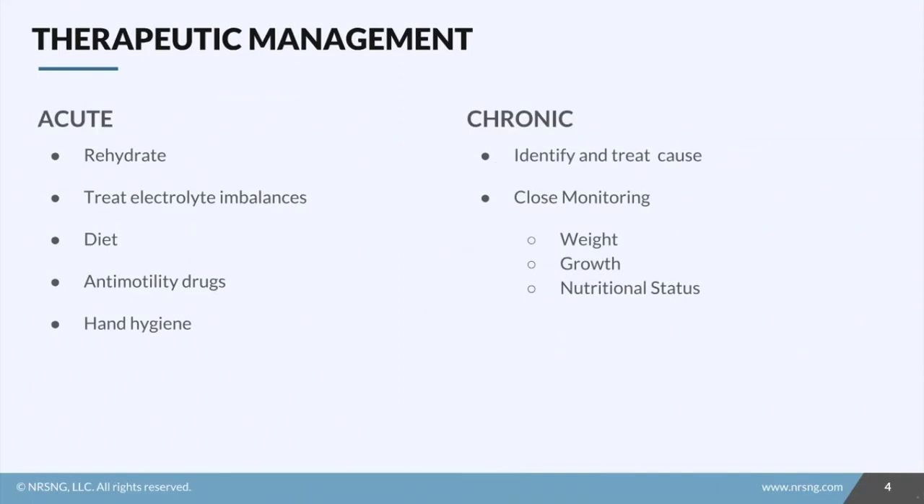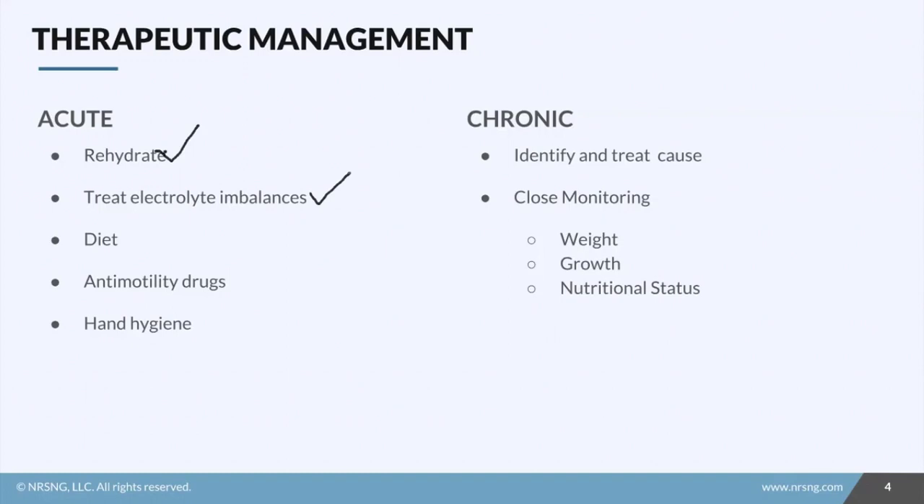So when we think about management, we're really going to divide that into the two categories that we talked about earlier. We're going to talk about managing acute diarrhea, and then we're also going to talk about managing chronic diarrhea. So with acute diarrhea, it's going to depend a little bit on what's causing it, but generally our primary goal is going to be rehydrating that patient. So we want to make sure that we're giving them fluids. And then the next thing we're doing, again, is looking for those electrolyte abnormalities and treating those as well.